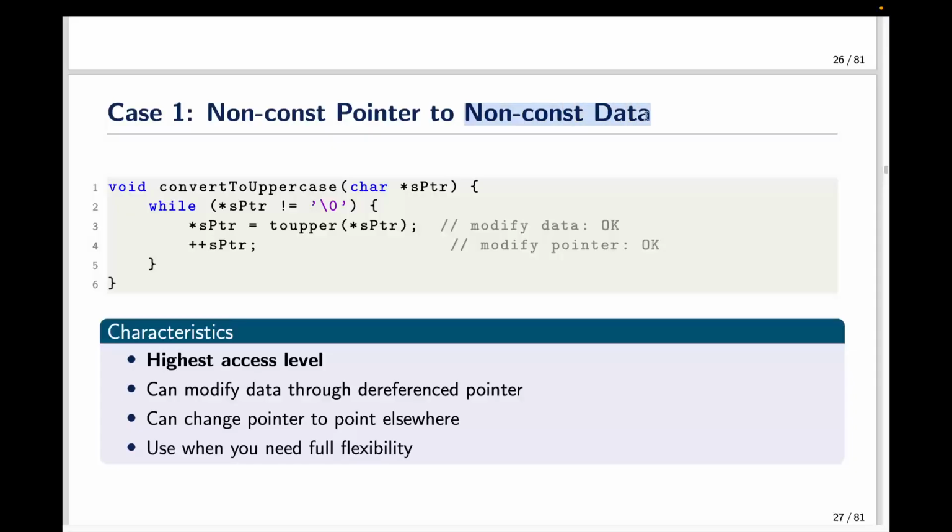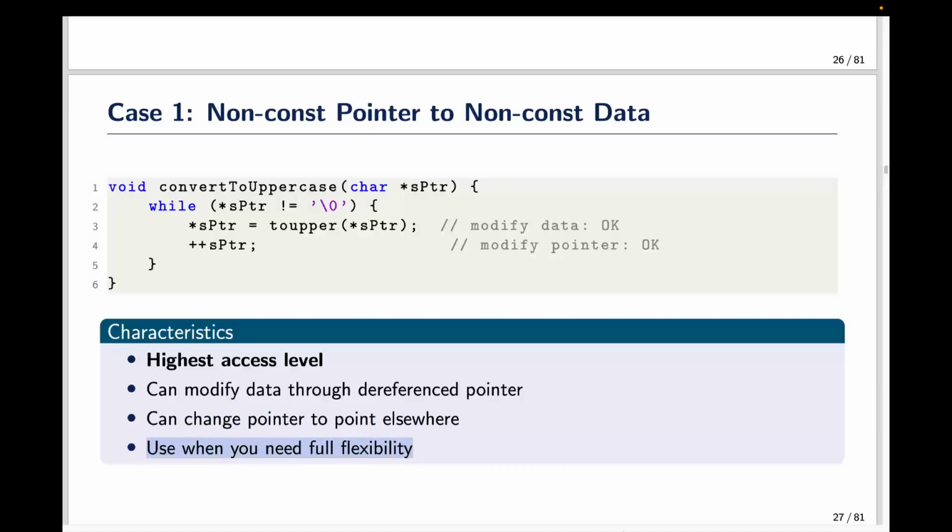And here the non-constant data, because this char, whatever that was, is actually going to be non-constant data over there. And this is the highest access level. You can modify the data through the dereferenced pointer. You can change the pointer to point elsewhere, and use it when you need full flexibility.